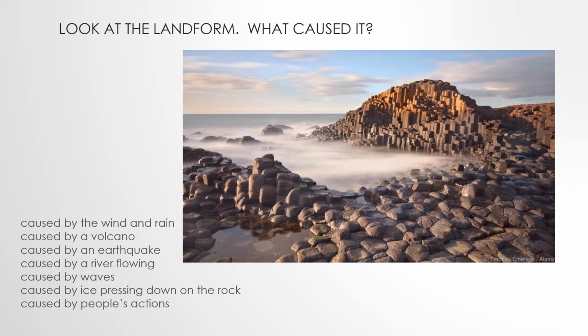Next one. So here we can see we are at the edge here. We can see an ocean, the sea in the background there. So that's giving me some clues that I might think this might have something to do with waves or a volcano or an earthquake. We've got rocks here, puddles, these big, massive rocks here. What do you think could have caused it?